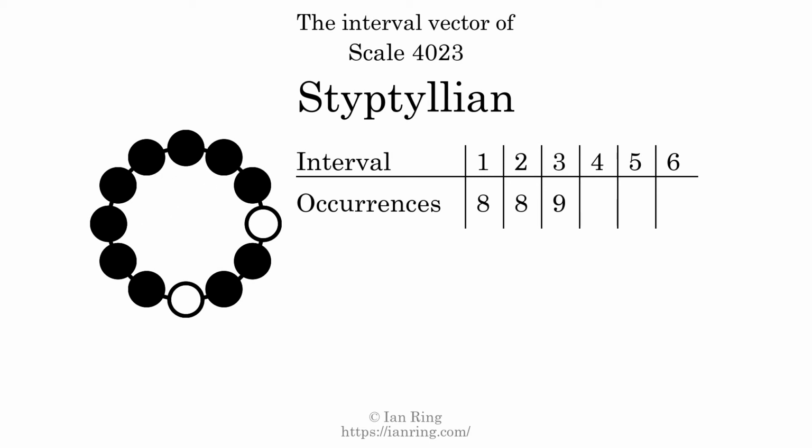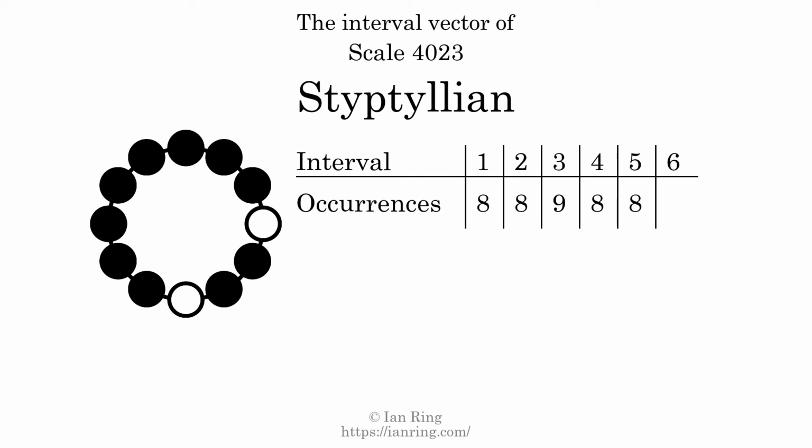There are 9 intervals with the size of 3 semitones. They are here, here, here, here, here, here, here, here, and here. There are 8 intervals with the size of 4 semitones. They are here, here, here, here, here, here, here, and here.